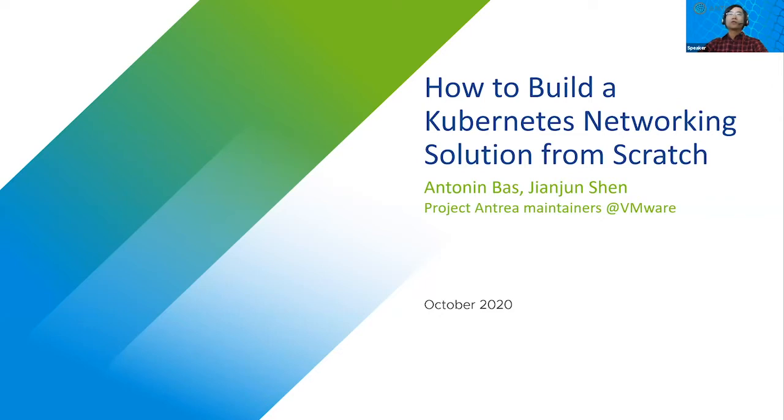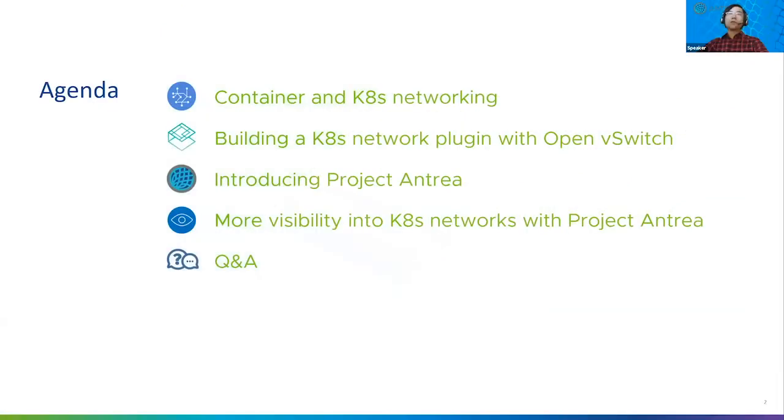So we're excited to be here to talk about Kubernetes networking and how to build a Kubernetes network solution. We'll start with some basics of container and Kubernetes networking. We'll talk about what a Kubernetes network plugin provides, how it works, and walk through how to implement a Kubernetes network plugin with Open vSwitch. That is a well-established virtual switch. We also introduce Project Antrea, which is an open source Kubernetes network plugin based on Open vSwitch. We have demos about Kubernetes networking with Open vSwitch and Project Antrea.